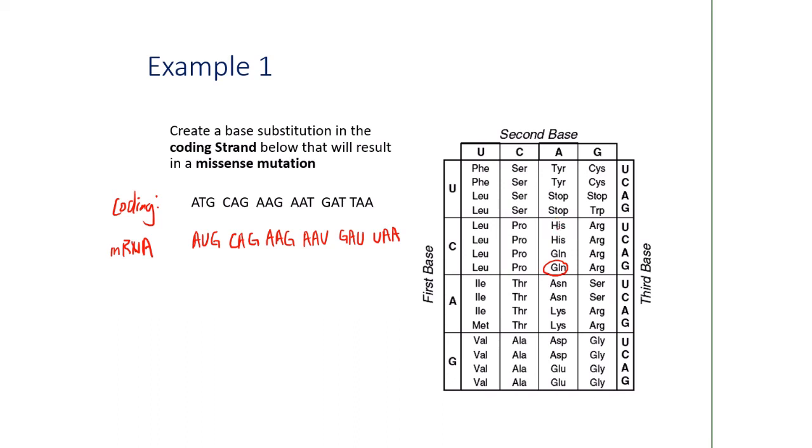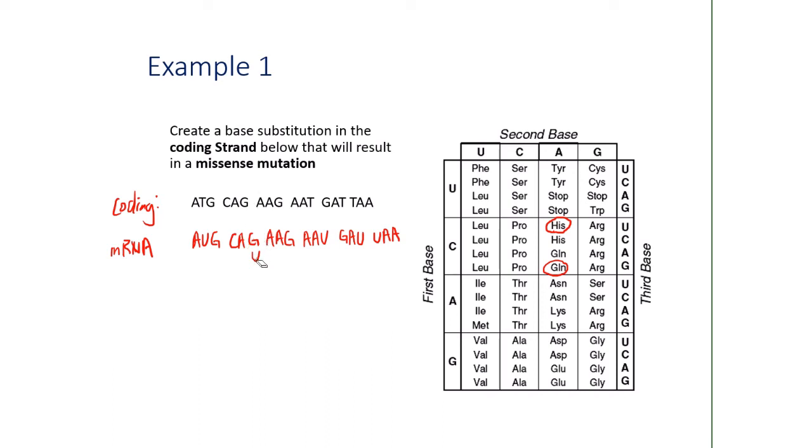So the code for HIS is going to be CAU, right? That means instead of CAG, if I change this to CAU, then I will have histidine instead of glutamic acid. And if I change this to U to reflect that change in the coding sequence, this one must be a T. Okay. Let me try another one.